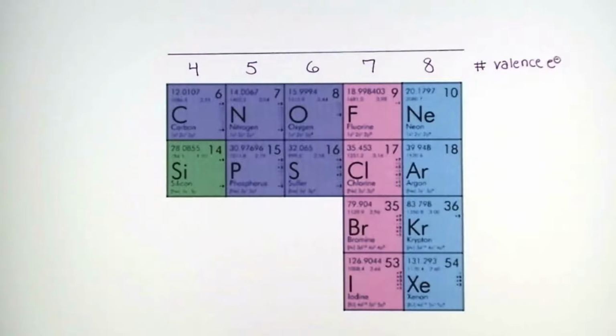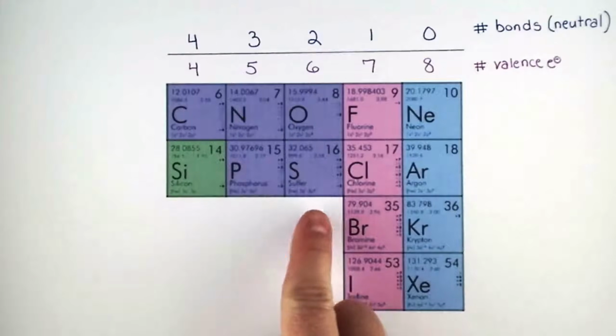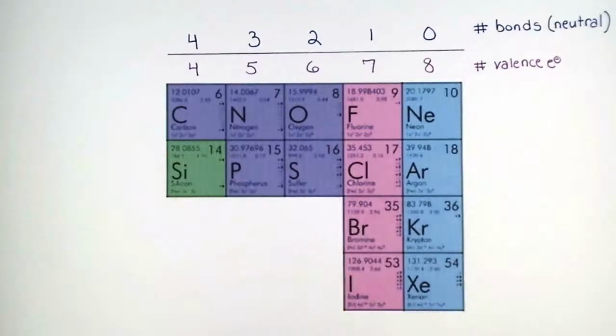And now we get to our little trick. Starting with carbon, we can count down from 4, and we get the number of bonds that the element likes to form when it is neutral. Now, phosphorus and sulfur also follow this rule, but they're special cases. Because they have empty d orbitals, they can actually exceed an octet of electrons around them. So phosphorus, when neutral, will form either 3 or 5 bonds, and sulfur can form 2, 4, or 6 bonds to other atoms when neutral.